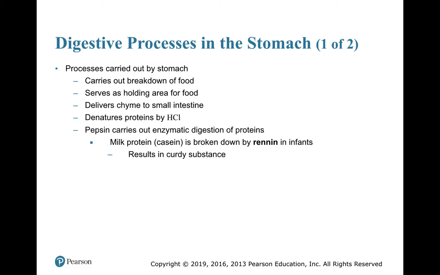So, digestion. Digestion in the stomach includes a breakdown of food. It's a holding area for food. It delivers the chyme to the small intestines, where most of our digestion and absorption will occur. It denatures proteins with hydrochloric acid, which means it unfolds them, puts them into their primary structure. Pepsin carries out enzymatic digestion of proteins. There is a milk protein called casein that's broken down by an enzyme called renin in infants, and that's why there is a curdy substance when infants regurgitate on you.